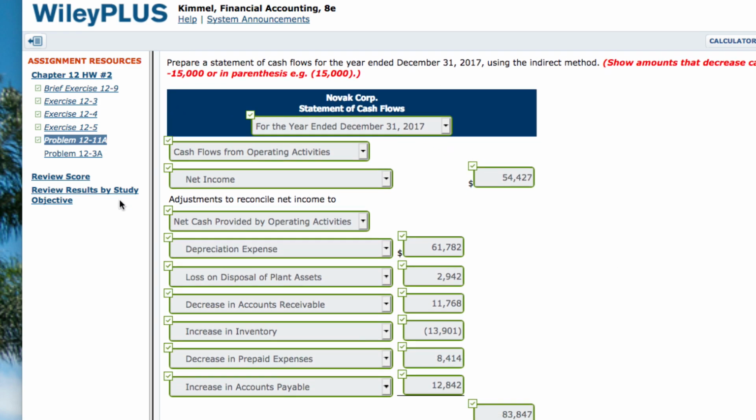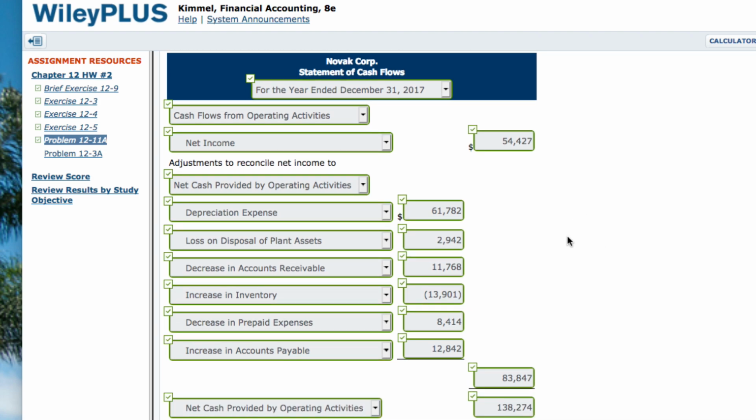Now, as you can see, we have our statement of cash flows from Novak Corporation. We begin by entering for the year ended, because we're going for the year ended. Remember, the balance sheet is the only one where you put, say, March or January, because you're taking a snapshot. Anyway, for the statement of cash flows, we begin with operating activities.